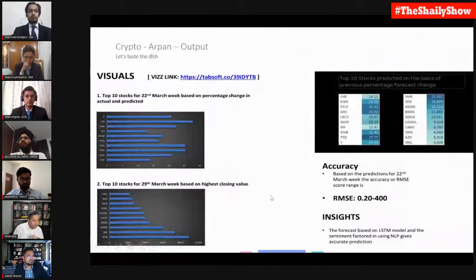The next slide. Sure. So here are our results for the stock predictions. We chose the top 10 stocks based on the percentage increase from the last day to the next day, for the 22nd March and for the 29th March. We have given the accuracy, as we took RMSE as our accuracy score, since we are getting continuous data, and we are checking it for the last week. So we are getting the actual values of the last week and the predicted values of the last week, and on the basis of these two I am getting the RMSE score, and this RMSE score was in the range between 0.20 and 400.